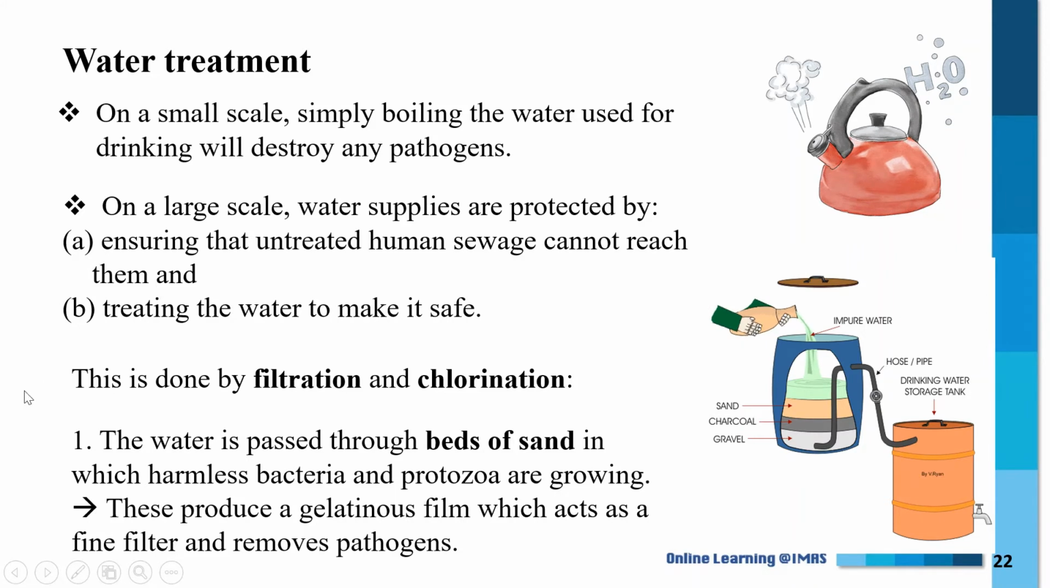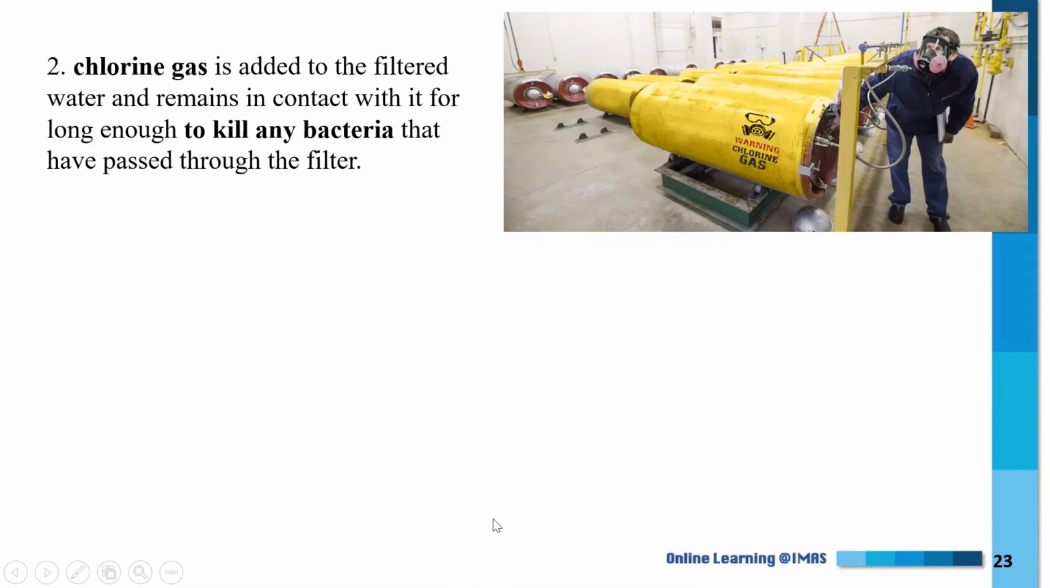So in those water sewage plants, they have a big plant where they use water to filter water, and there they use some harmless bacteria or protozoa to filter the water. This produces a gelatinous film which acts as a filter to remove pathogens.